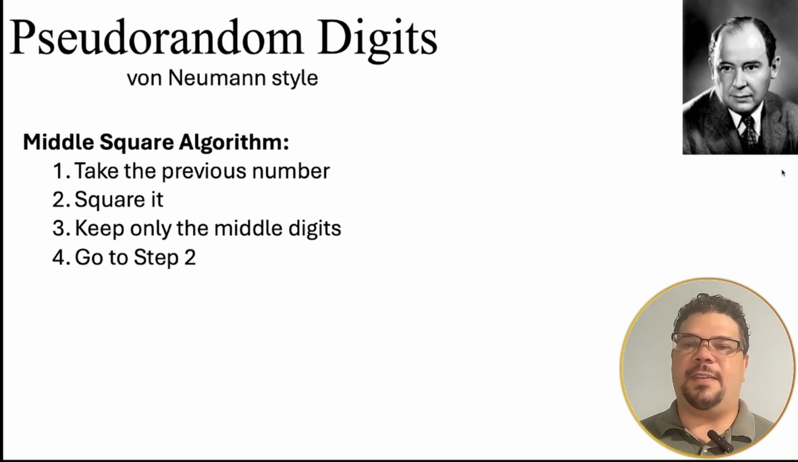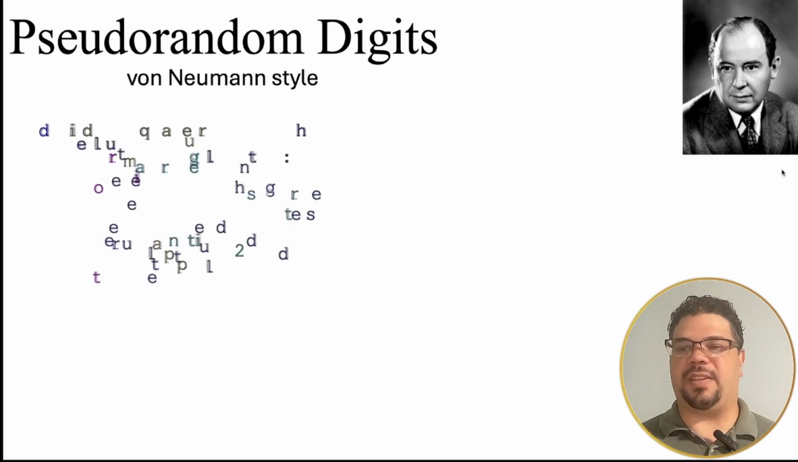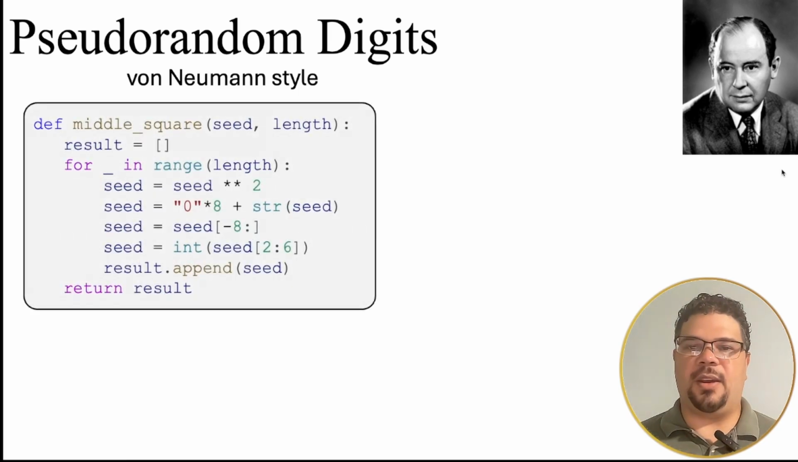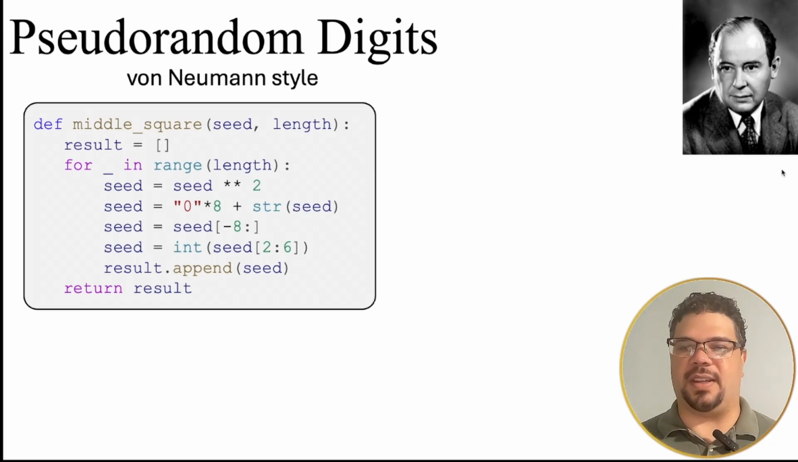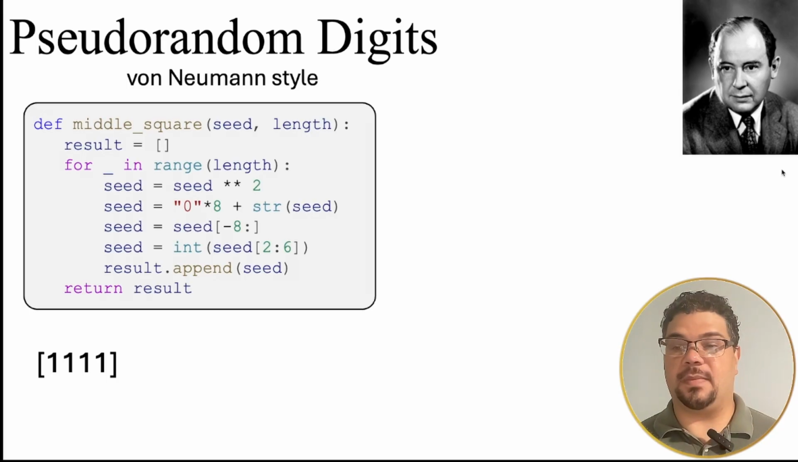So let's see what von Neumann's middle square algorithm looks like in code. So here's some Python code. It takes in our initial number called the seed, squares it, appends some zeros so it'll be exactly 8 digits long, then takes the middle digits 2 through 6 and adds it to our list. We have to pick a number to start the process with. Here we'll take 1,111, and we start our middle square process.